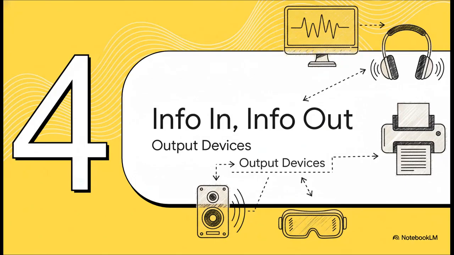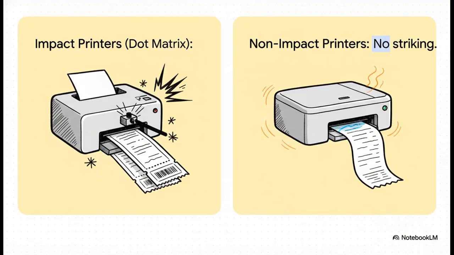Now for the other half of the conversation. Once the CPU has done its job, how does the computer talk back to us? The answer, of course, is through output devices. Now, besides our screens, printers are a classic output device. And they basically fall into two camps.